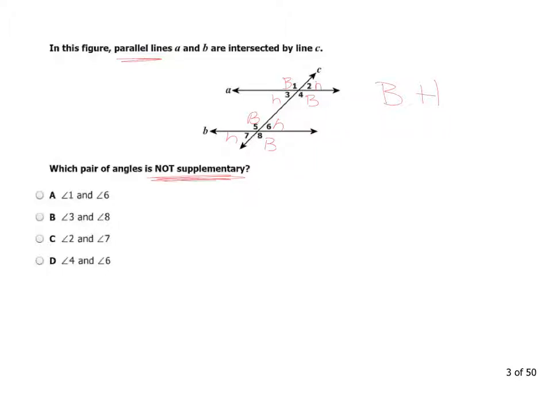But this is asking which is not supplementary. So let's take a look at it. Take a look at 1 and 6. 1 is a B, 6 is an H, so that is supplementary. Take a look at 3 and 8. 3 is an H, 8 is a B, that's supplementary. Let's look at 2 and 7. Oh, 2 is an H and 7 is an H. So that is not supplementary. Let's just look at 4 and 6. That is a B and an H. So that one is supplementary, but since it says not, be careful with that because it says not. The answer choice is C.